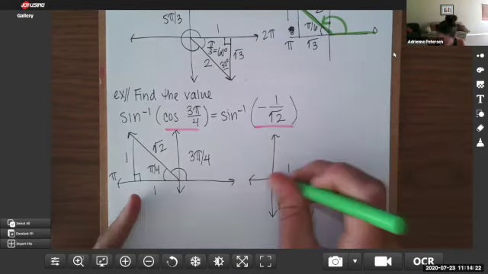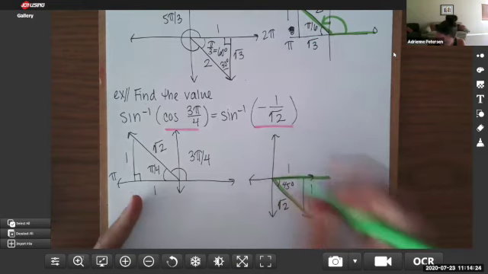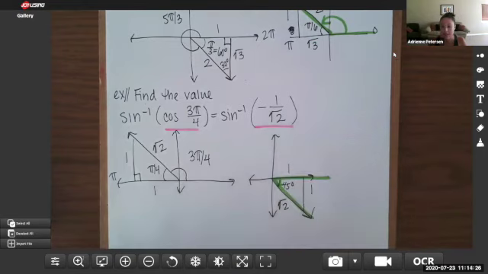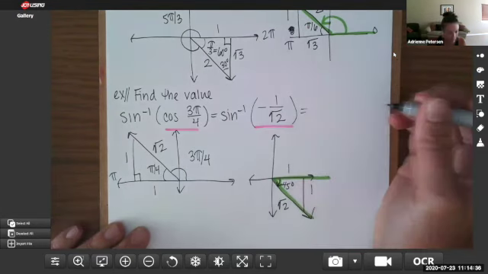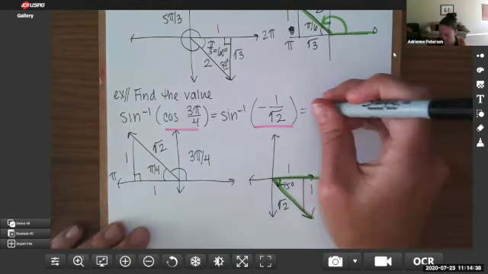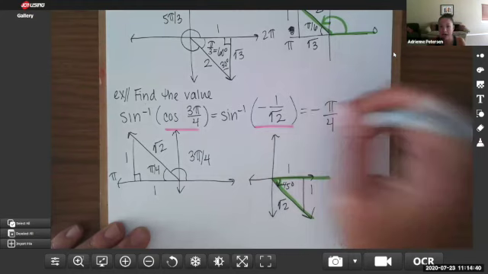Our answer is the angle measured in standard position here. Anytime we do inverse sine or inverse tangent and our angle is in the fourth quadrant, we're always measuring in the negative direction here. So our answer is negative 45, which in terms of radians is negative pi over 4.